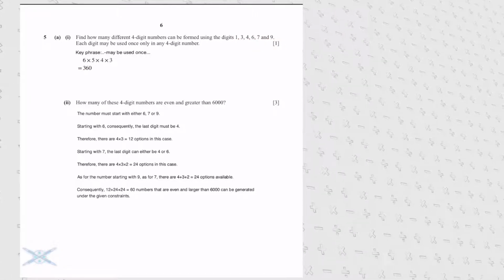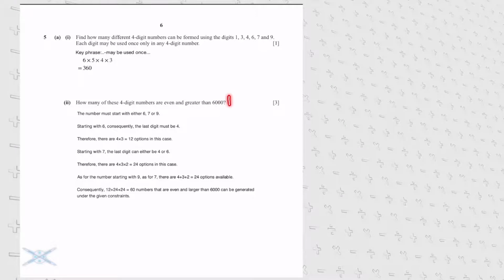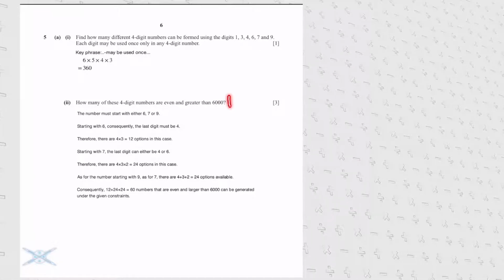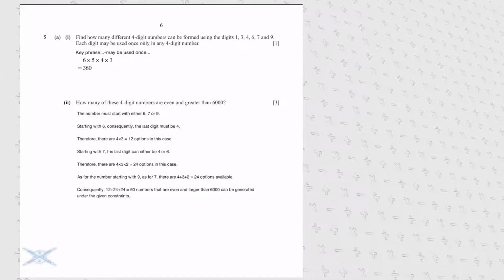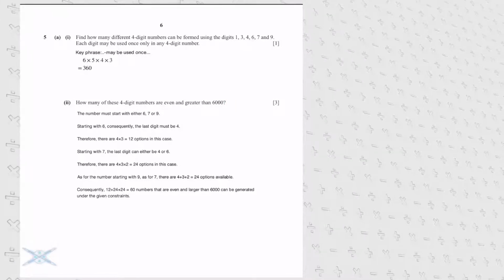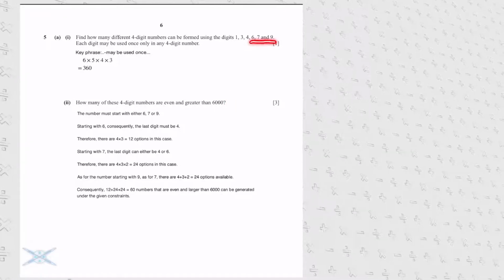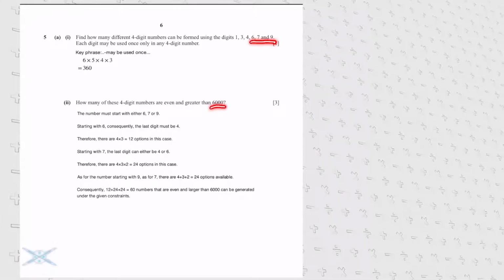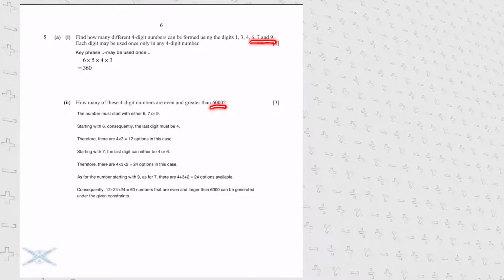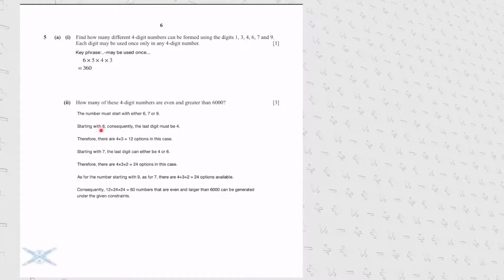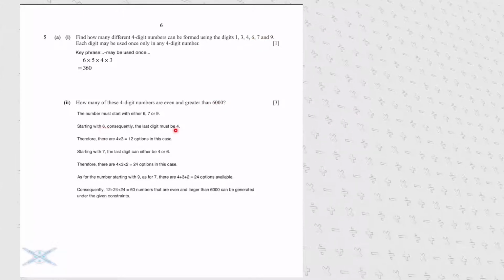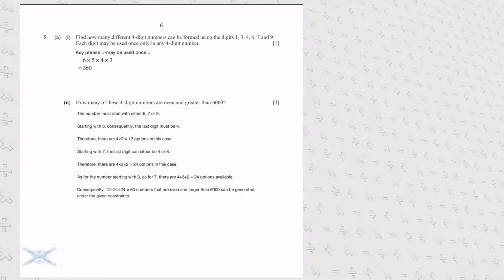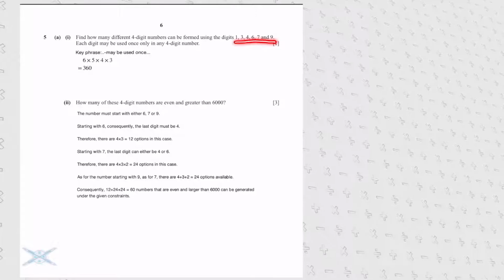In the second part of exercise 5a, we are asked to find out how many of these 4-digit numbers are even or greater than 6,000. So in the first step, it should become clear to us that our first digit must be either 6, 7 or 9, as our numbers are supposed to be at least 6,000. So when we start with 6, our final digit must be 4, as our numbers are also supposed to be even, and 4 is the only even number that is given in the exercise.